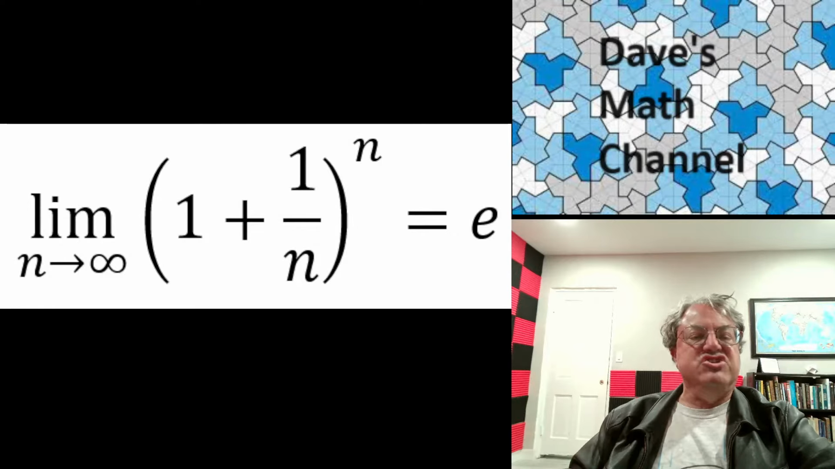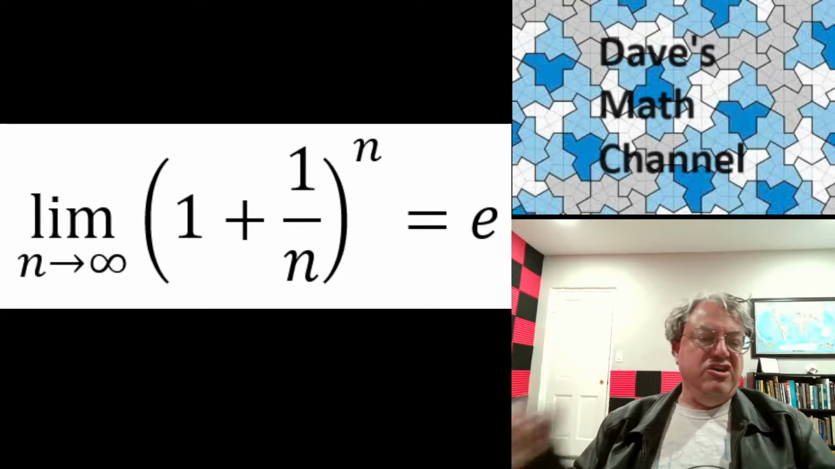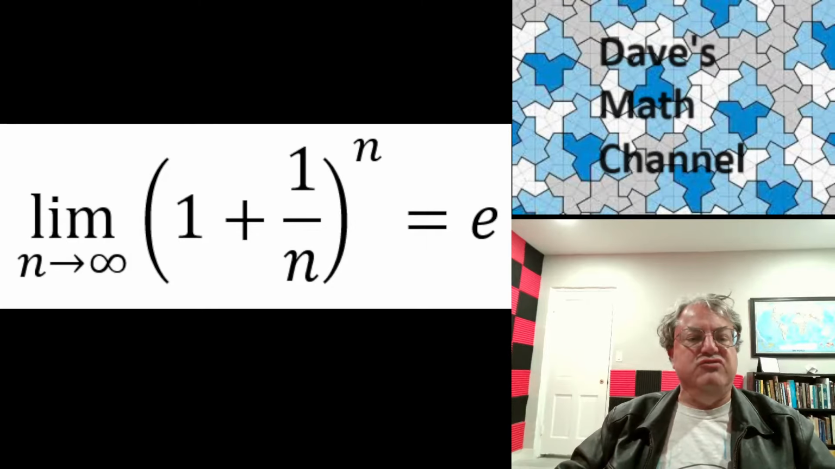So here's one definition: E is a limit, and limits are probably the most basic concept in calculus. You don't have to know much. You don't even really have to know any calculus to understand this definition. I explained it in my previous video where I talked about compound interest.